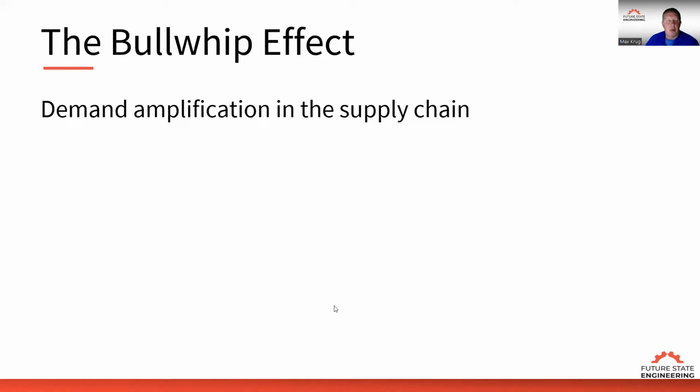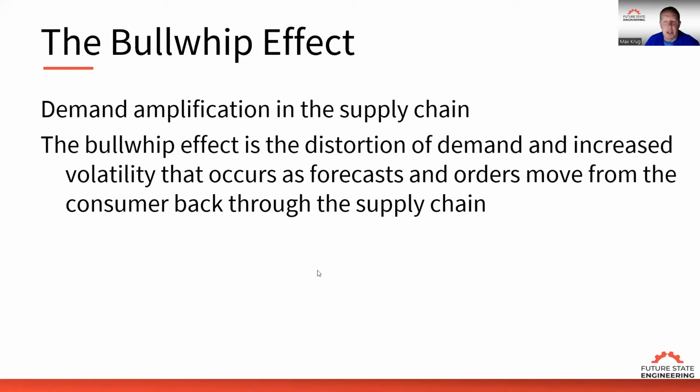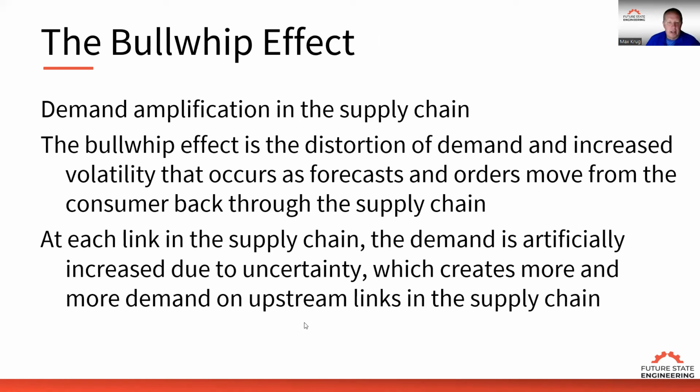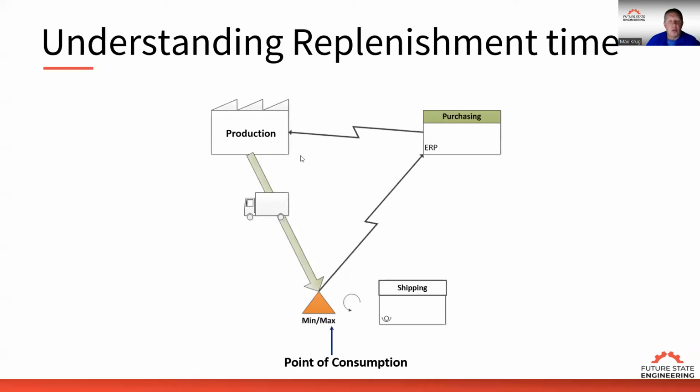So if we look at it, what happens is it's created the bullwhip effect. The bullwhip effect is due to demand amplification in the supply chain. And what happens is the distortion of demand increases and becomes more volatile, and the further you move back in the supply chain, the worse it gets. So each link in the supply chain is artificially increasing due to uncertainty, which creates more demand in upstream links in the supply chain. And that's exactly what was happening with this company. So how do we counter that?